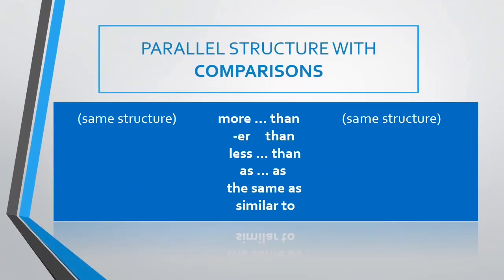The next one is parallel structure with comparisons. When we make a comparison, the two things that we point out should be in the same structures. The comparisons showing how two things are different can be recognized from more than, than, less than. Meanwhile, the comparisons showing how two things are the same can be recognized from as, the same as, similar to.